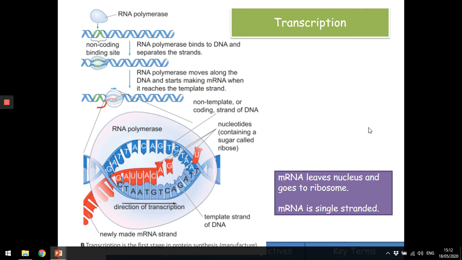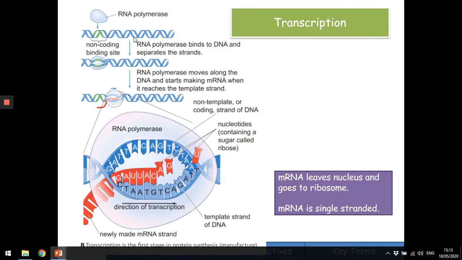So the first stage of protein synthesis is transcription, and this happens in the nucleus. First of all, RNA polymerase, which is an enzyme, comes to the DNA molecule. If you look at the DNA molecule here, it's a double helix. It's got two strands, and those strands are held together by weak hydrogen bonds. The RNA polymerase binds to the non-coding region. The non-coding region is the region in between genes that doesn't make a protein.